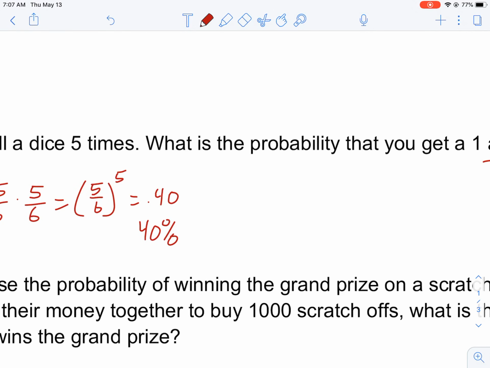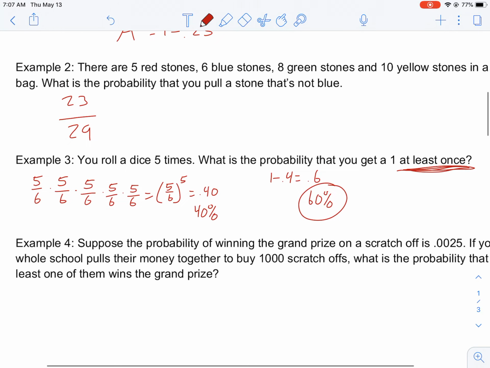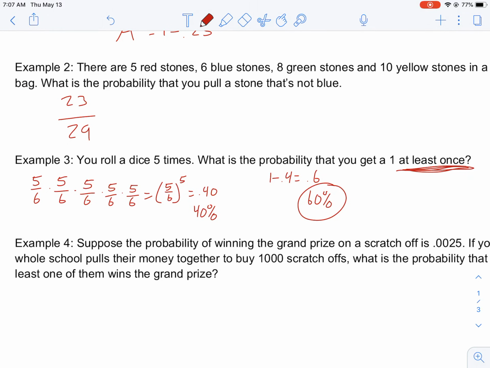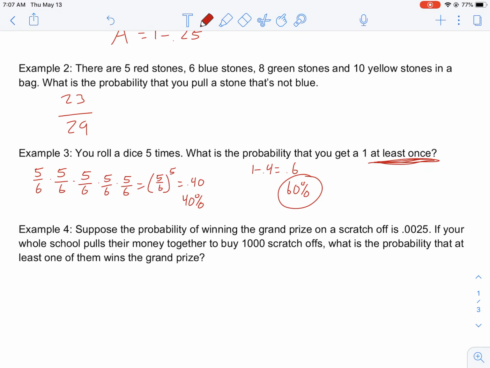So then what is the probability of getting a 1? Well, 1 minus 0.4 equals 0.6, so you have about a 60% chance of getting a 1. This is what you have to do on any of these problems that ask you, over a bunch of tries, what's the probability of doing it at least once. So we're going to look at another one.